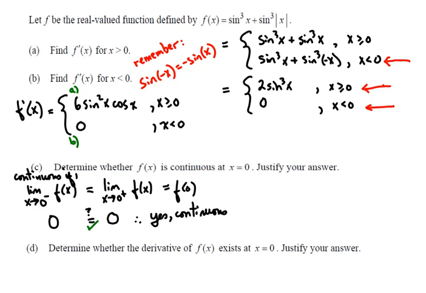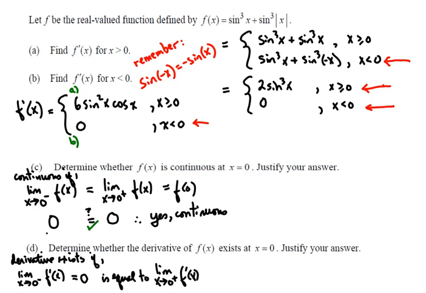Finally, for part D, we want to determine if the derivative exists at 0. And that derivative will exist if the derivative as x approaches 0 from the left. And so now we're using the derivative function, actually we're using the lower branch of the derivative function, so that's 0. And we need to show that that will be equal to the limit as x approaches 0 from the right of f prime of x, or using the top branch of the derivative function above. And plugging in x equals 0, we will indeed get 0 again. And it exists because they're both equal to 0.